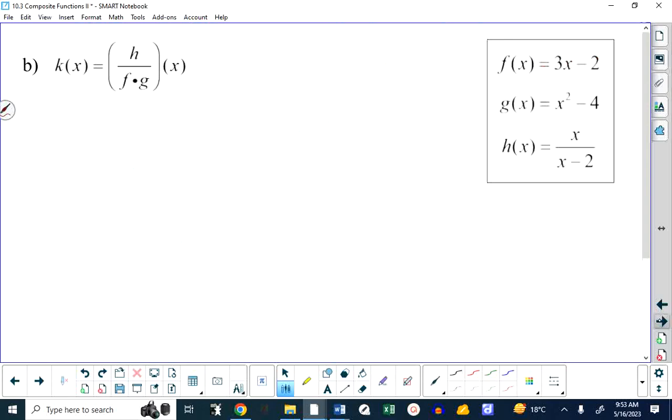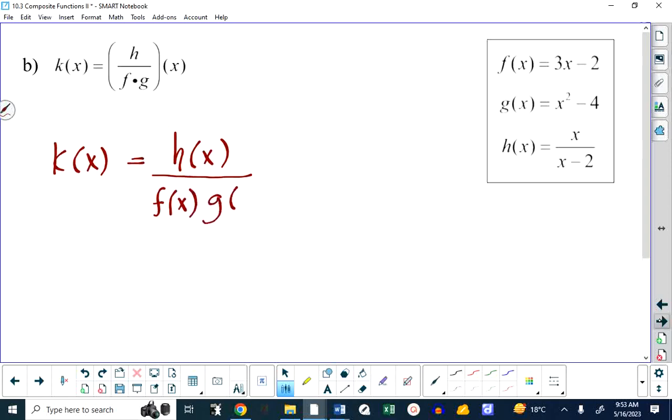All right. What if k of x is h over f times g? Well, that means h of x over f of x times g of x. And really what the first couple of questions so far are dealing with is your ability to work with rational expressions. Just like when we did trigonometry, we had all those rational expressions with trig.